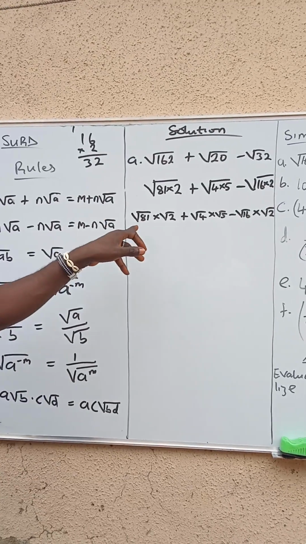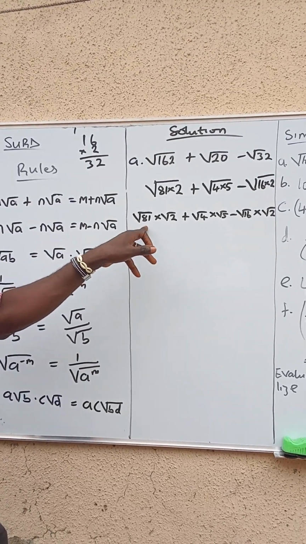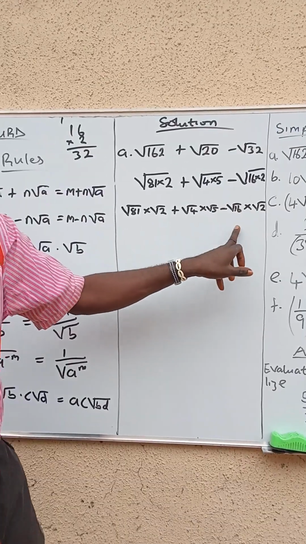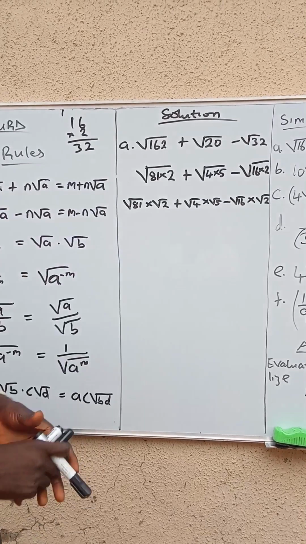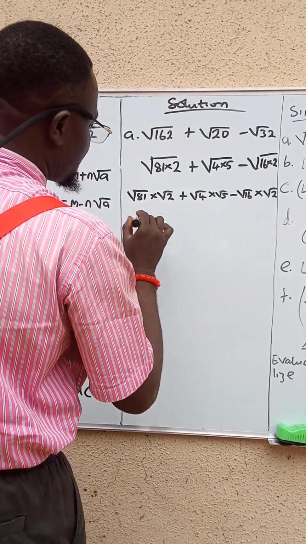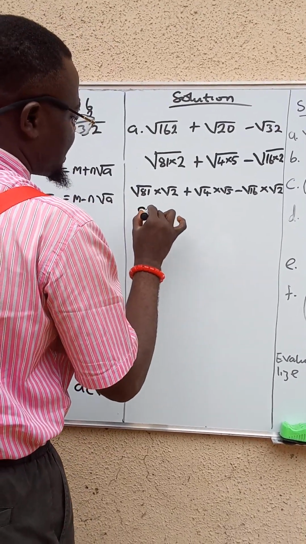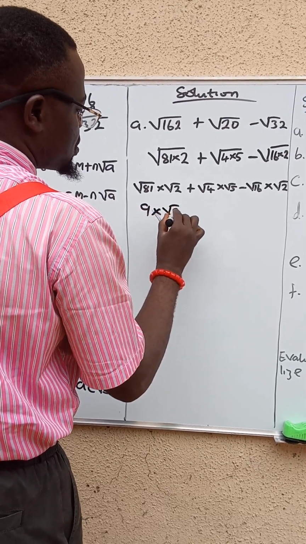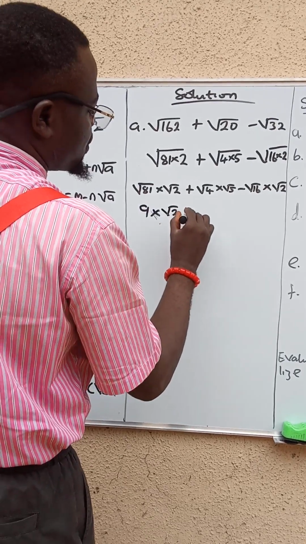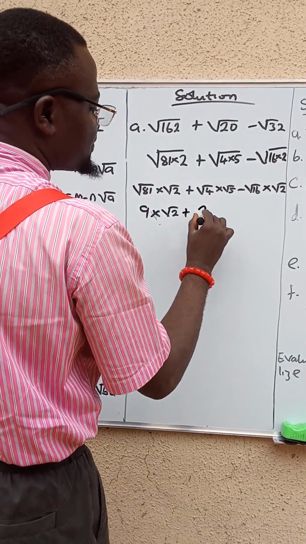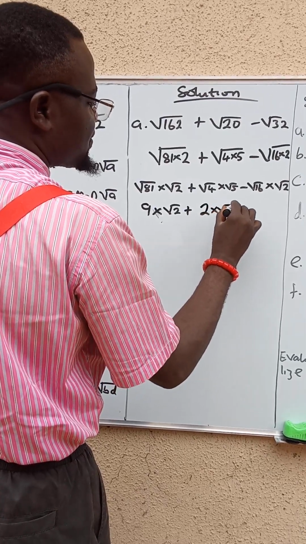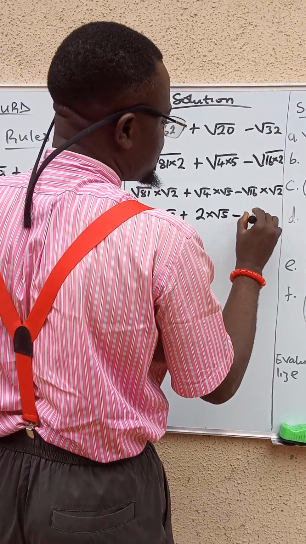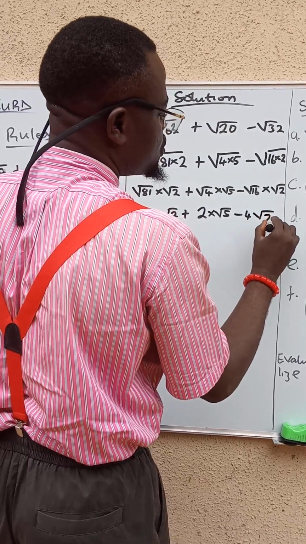And why I did it is that I found out that I can find the square root of 81, the square root of 4, and the square root of 16. So I have to bring them out. The square root of 81 is 9, so I have 9 multiplied by root 2, plus the square root of 4 is 2, so I have 2 multiplied by root 5. The square root of 16 is 4, so I have 4 multiplied by root 2.